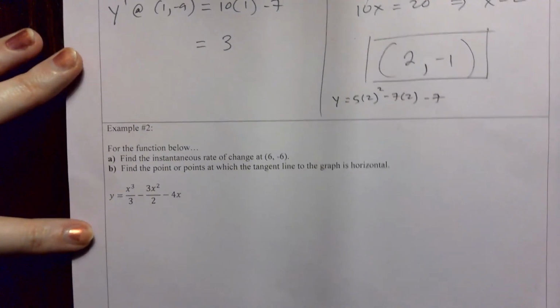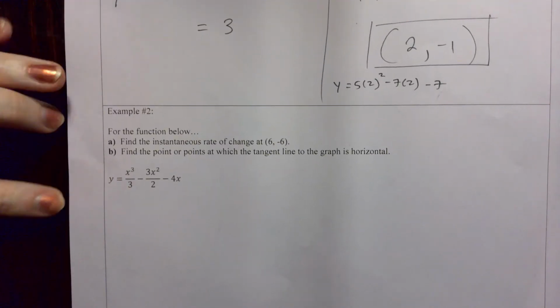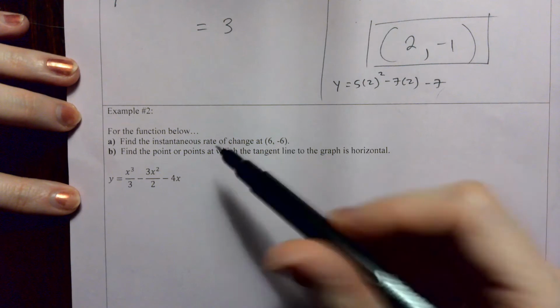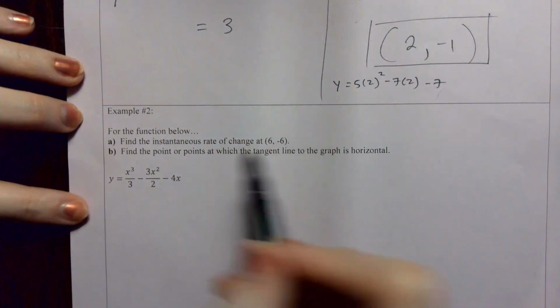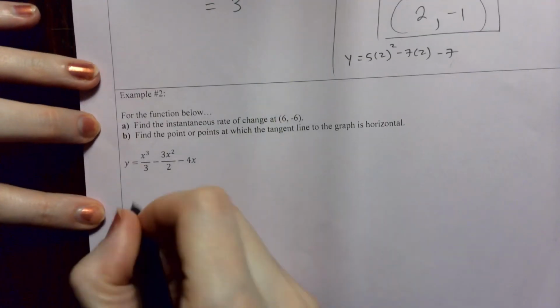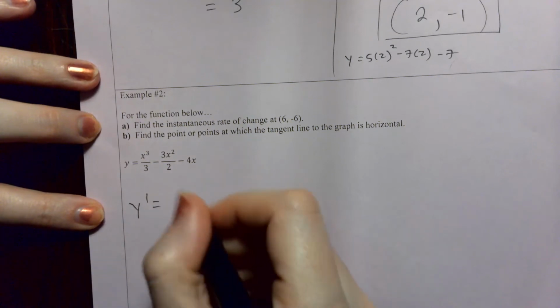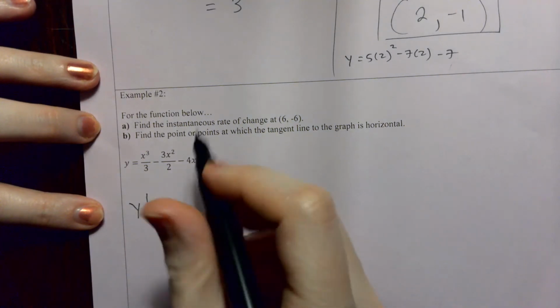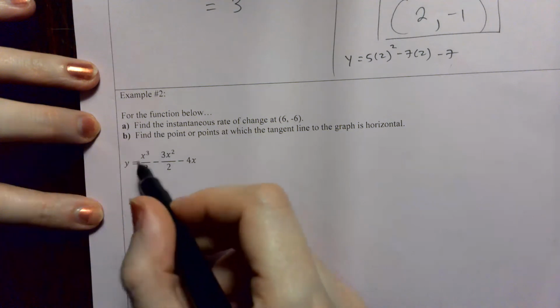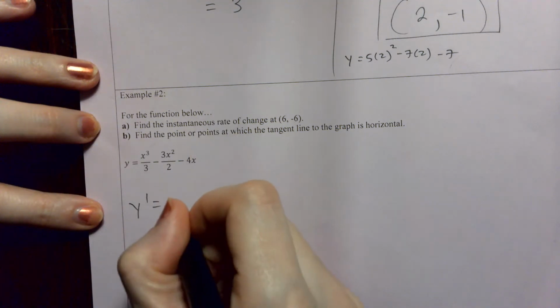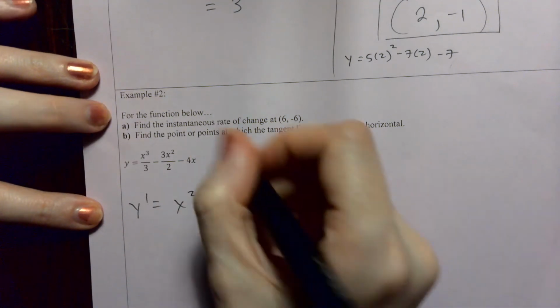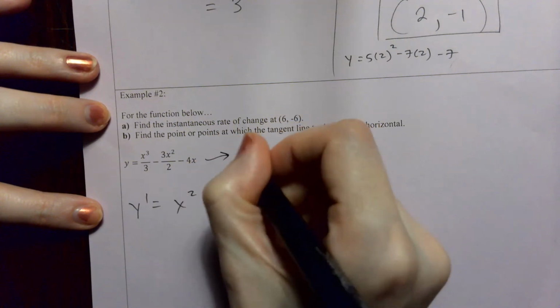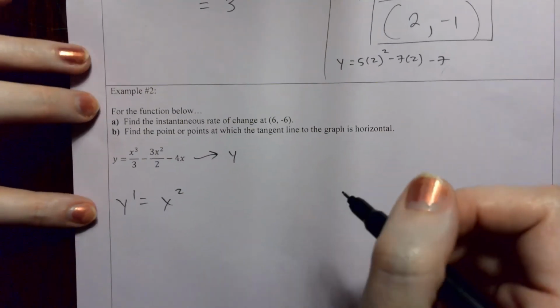So this one, we're going to find the instantaneous rate of change at (6, -6). So instantaneous rate of change, that's derivative. So they want the derivative at (6, -6). So I'm going to do y prime equals, all right, so the 3 comes down. So this ends up just being x squared. Or actually, you know what? Let me translate this. So this is not y prime, this is just y.